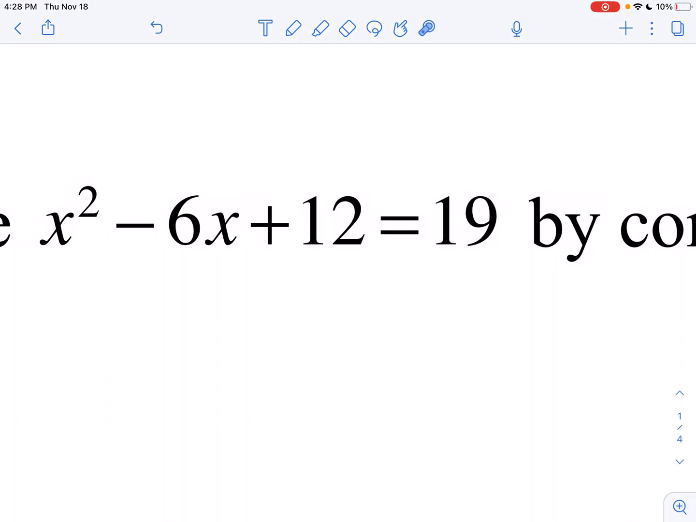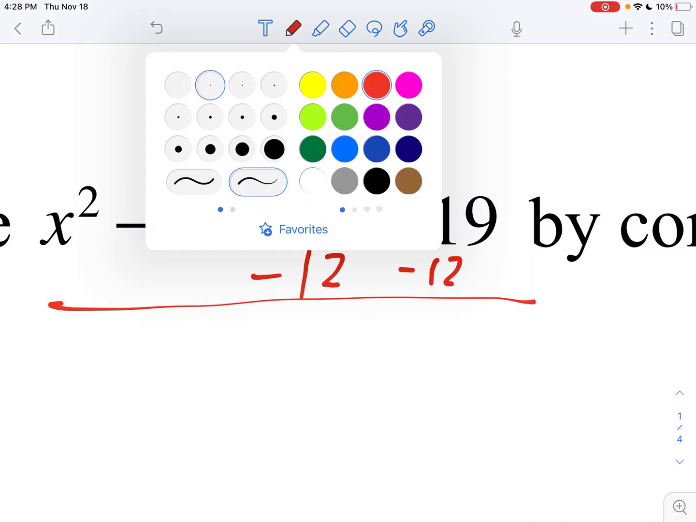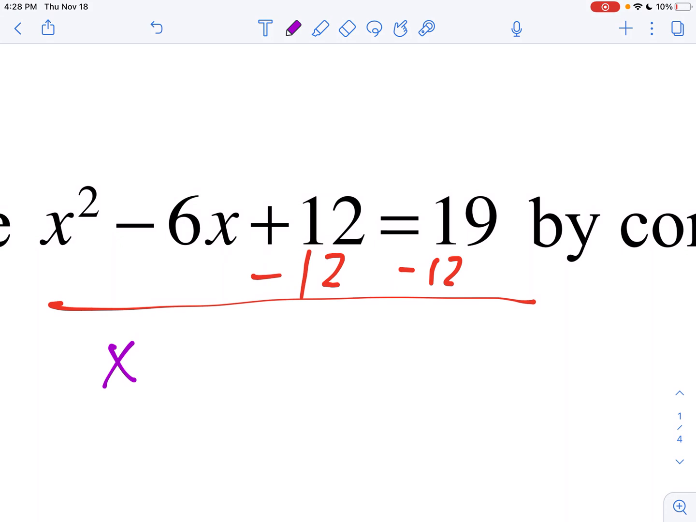If I'm given a problem like this, the first thing I want to do is get all the x's on one side. So what I'm going to do is subtract 12 from both sides first. Then I'm going to get x squared minus 6x, leave a space, equals 7.